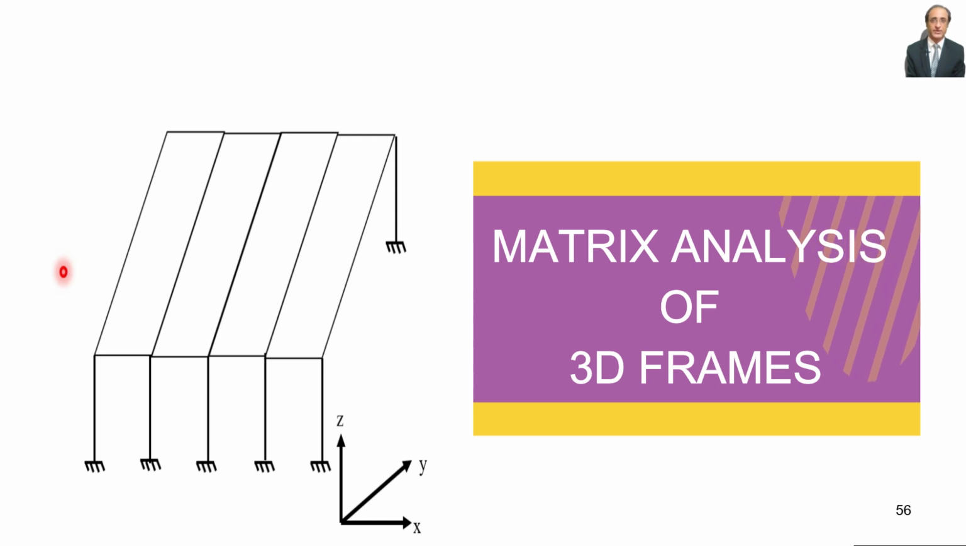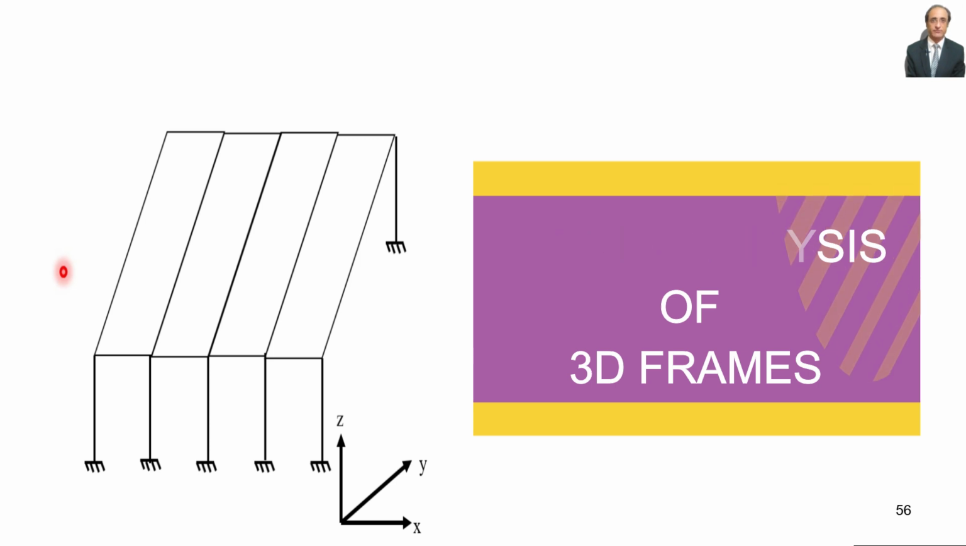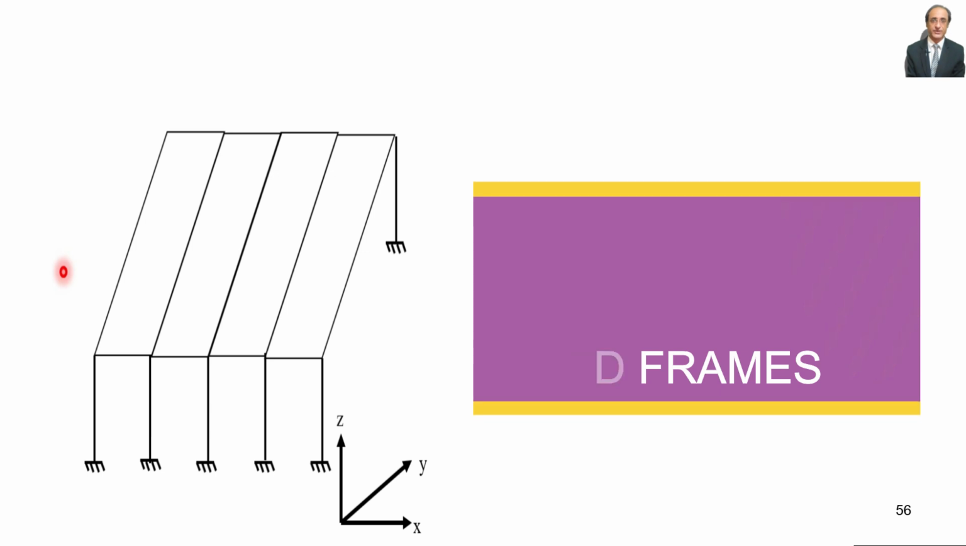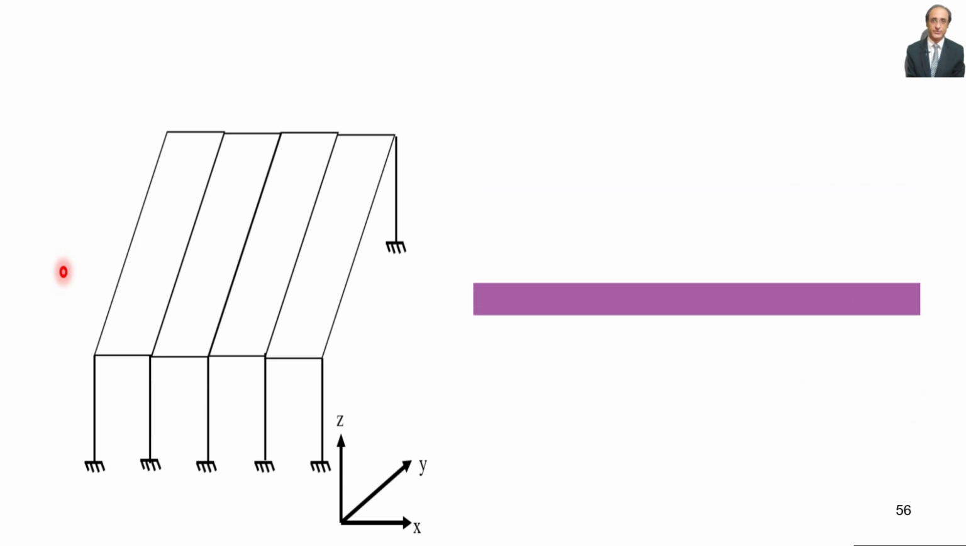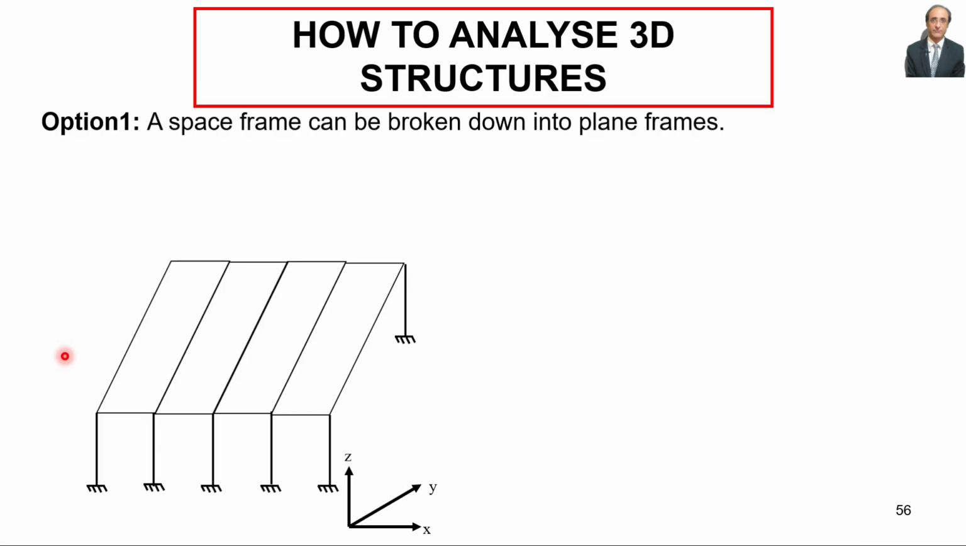So far, we have learned how to form our stiffness matrix, how to solve equations, and how to get the desired results, the unknown displacements, and the member end forces. Let's say we have a space frame, and how do we analyze it? One simple way of doing it is to use our 2D formulations for 3D frame structures. This can be done. All we have to do is break down the frame into a set of 2D frames. This can be done easily.